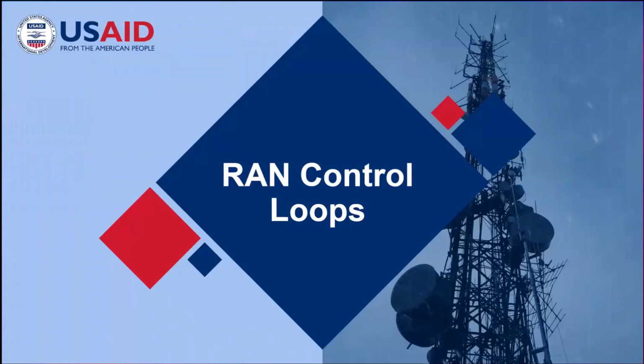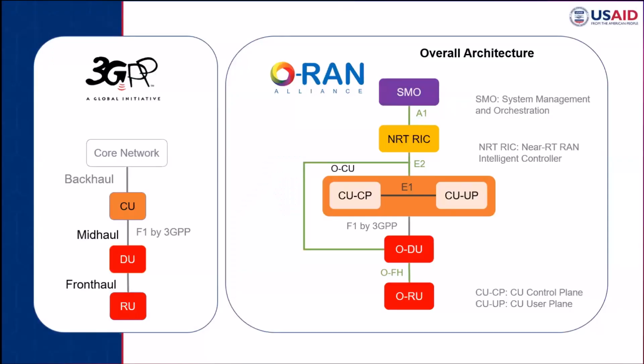Now we'll go to the RAN control loops. Going back to the comparison between the 3GPP and the ORAN Alliance, as you can see, there is a core network, the CU, the DU, and the RU. For the ORAN, you have the SMO, the non-real-time RIC, the O-CU, the CU, and the O-DU, and the RU. Actually, what's happening here, if you are correlating this 3GPP, something like this, you are connected.